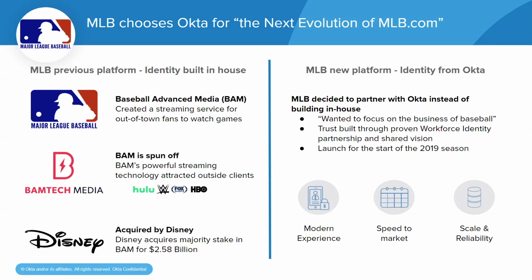Second, we had built trust with them, and they realized that we had the same vision of identity because they were already workforce identity customers. They were already using Okta to power identity for their employees. And finally, they saw our track record. They saw that we had 8,000 customers, and so they felt very confident that we would be able to launch their application on time for the opening day of the 2019 season. So they chose us to deliver a modern experience, take it to market as quickly as possible, and deliver a reliable service at scale.